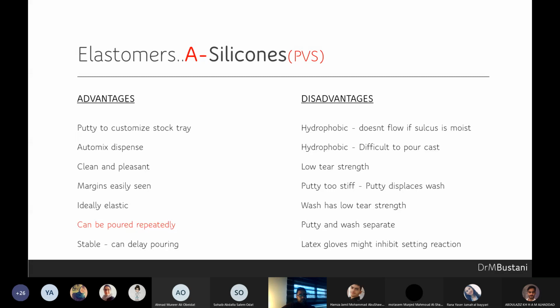Latex gloves contain sulfur, and sulfur might inhibit the reaction of A-silicon, although recent studies have shown that it won't affect it that much. Even a hemostatic agent might contain sulfur and might interfere with the setting reaction of A-silicon. So preferably, when we use A-silicon, make sure that you use latex-free gloves, and rinse the area very thoroughly when you use a hemostatic agent.